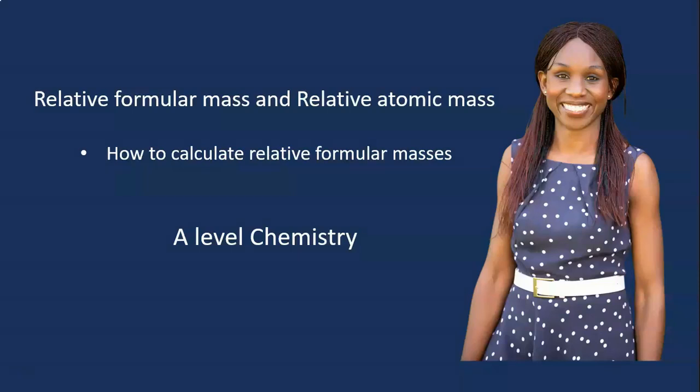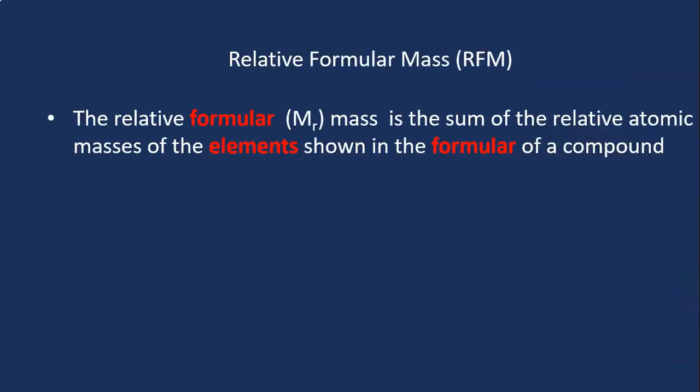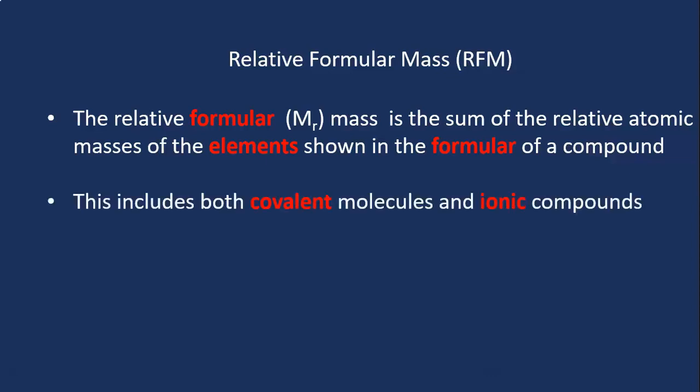In this video, I'm going to cover the topics of relative formula mass and relative atomic mass. By the end of this video, you should be able to calculate the relative formula mass of any given compound. The relative formula mass has a symbol of Mr, and it is defined as the sum of the relative atomic masses of the elements shown in the formula of a compound. This applies to both covalent molecules and ionic compounds.